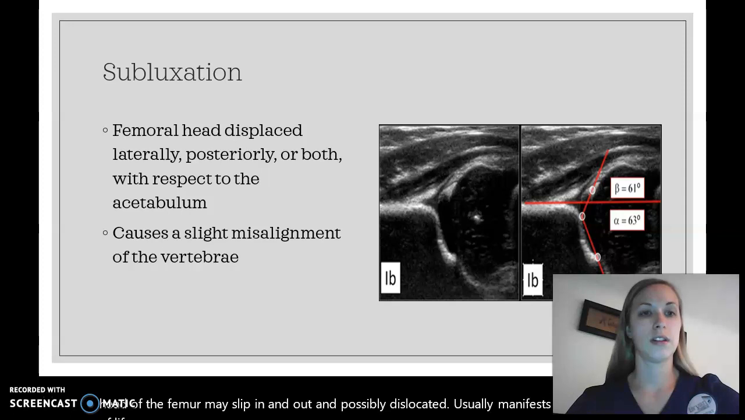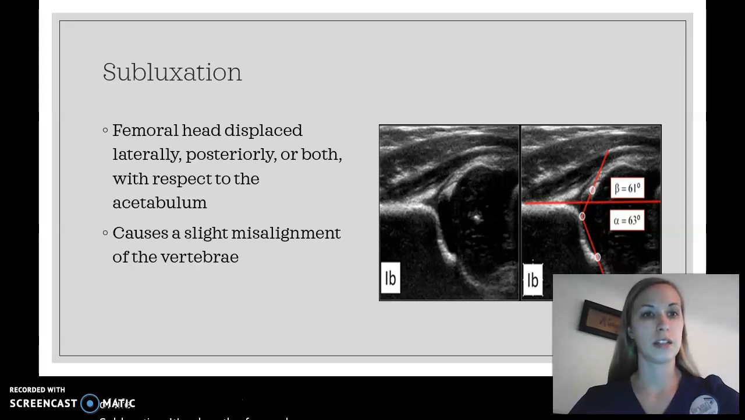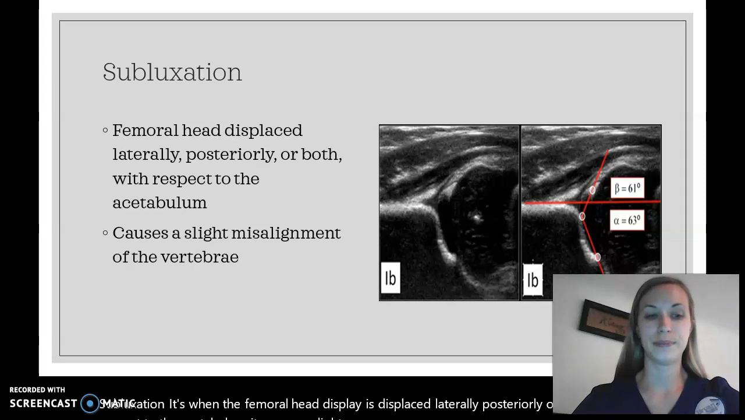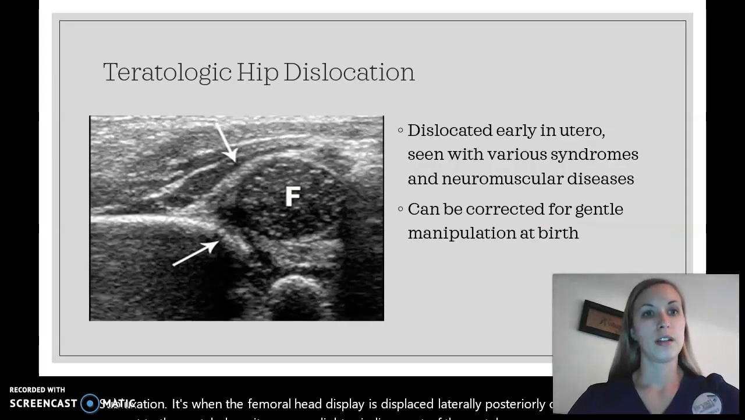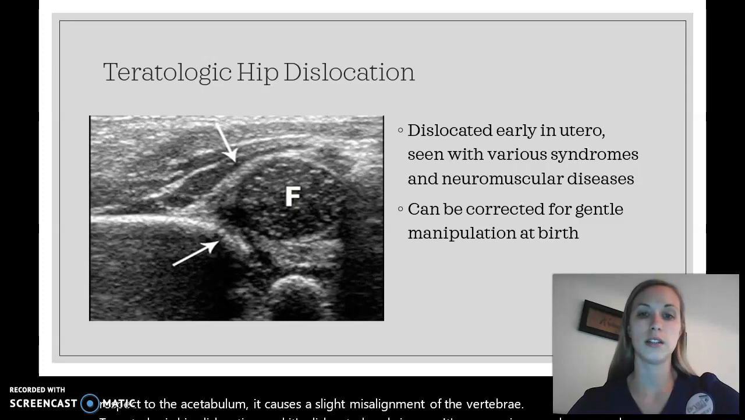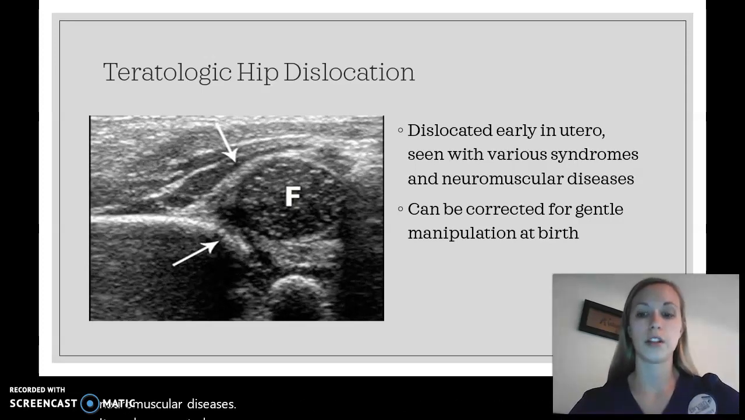Subluxation. It's when the femoral head is displaced laterally, posteriorly, or both with respect to the acetabulum. It causes a slight misalignment of the joint. Teratologic hip dislocation. It's dislocated early in utero. It's seen with various syndromes and neuromuscular diseases. It can be corrected with gentle manipulation at birth.